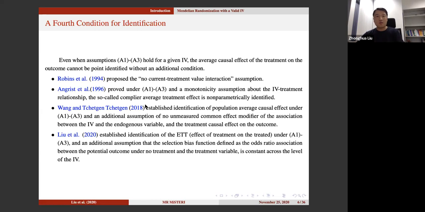In 2018, Limbo and Eric established identification of a population average causal effect under the 3 core assumptions and a false condition, the so-called no unmeasured common effect modifier of the association between the IV and the endogenous variable and the treatment causal effect on the outcome. The last one is Liu. This Liu is not me, it's someone else. Eric is on the paper. They established identification conditions for the treatment effect among the treated, the effect of treatment on the treated, ETT, under A1 to A3 and a false condition. The false condition says the selection bias function, defined as the odds ratio association between Y0, the potential outcome under no treatment, and the treatment variable, is constant across the levels of the IV. Actually, we will use this one.